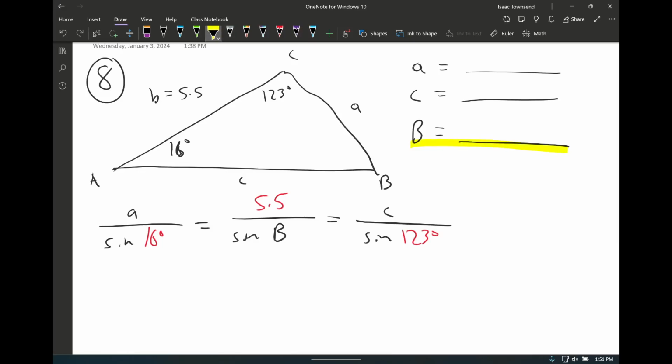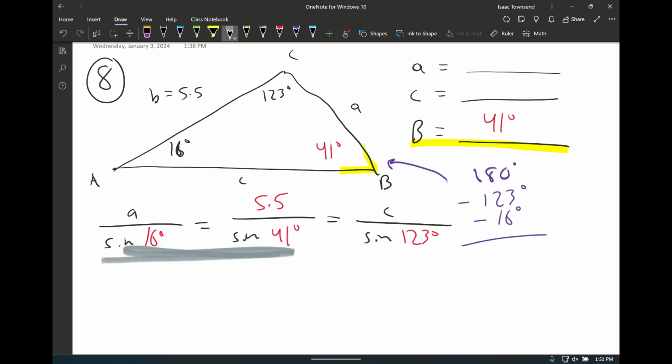Luckily though, for angle B, we can still use our old trick that all angles add up to 180 degrees. Assuming you're talking about a flat plane and not like on a globe or something, all triangles add up to 180. So you can do that to figure out angle B is 41 degrees. And you have to do that before you can use law of sines. Now that I know B is 41 degrees, I can use these 2 to solve for side A. And then I could set these 2 equal to each other to solve for side C.